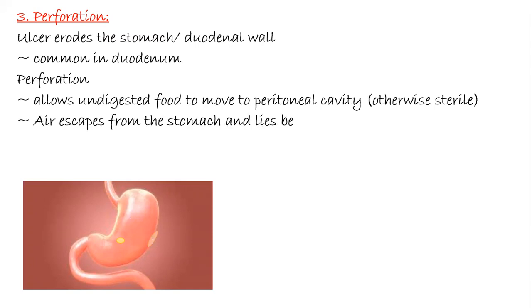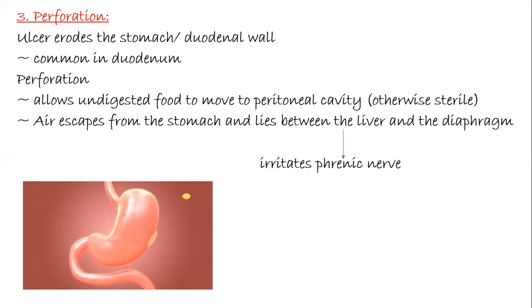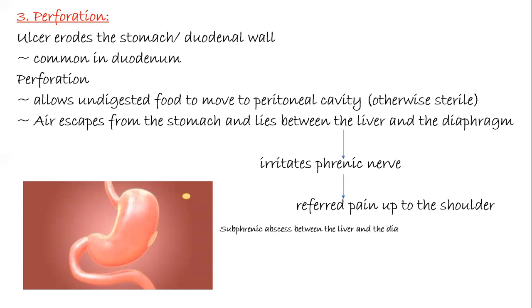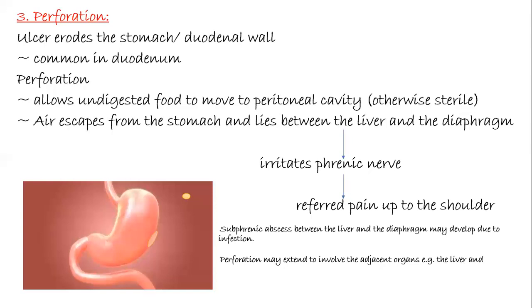Air escapes from the stomach and lies between the liver and the diaphragm. The air can pass through the perforation and reside below the diaphragm, irritating the phrenic nerve, and the pain goes up to the shoulder. A subphrenic abscess between the liver and the diaphragm may develop due to infection. Perforation may extend to involve adjacent organs like the liver and the pancreas.